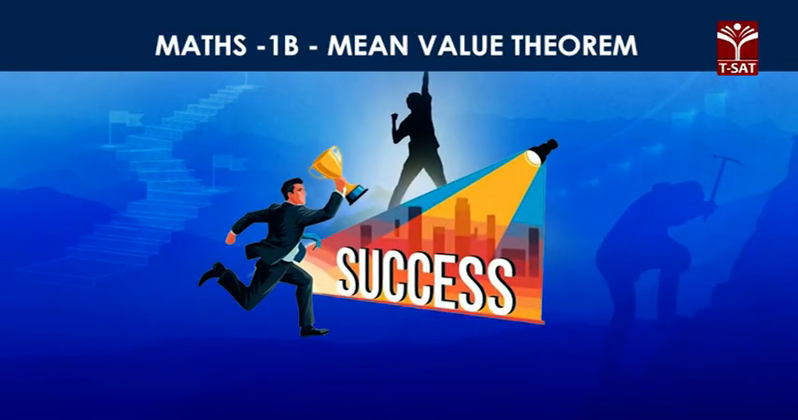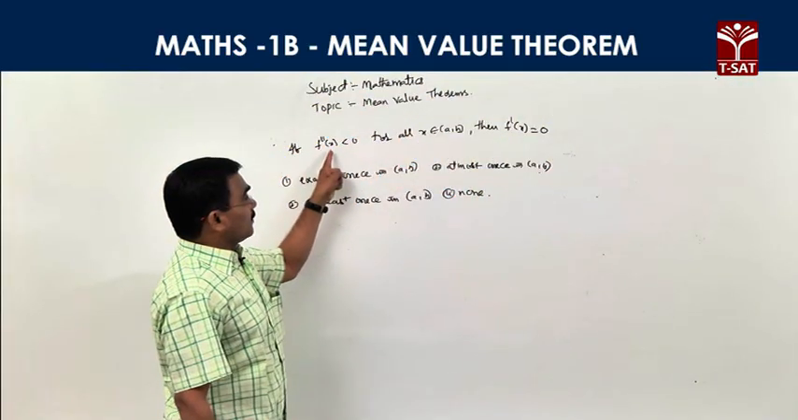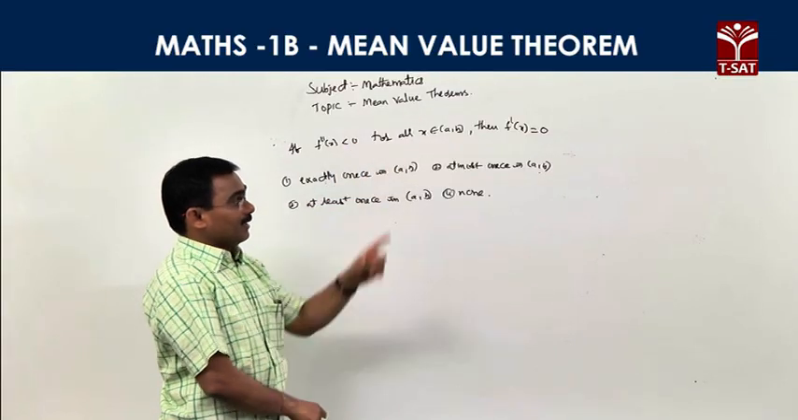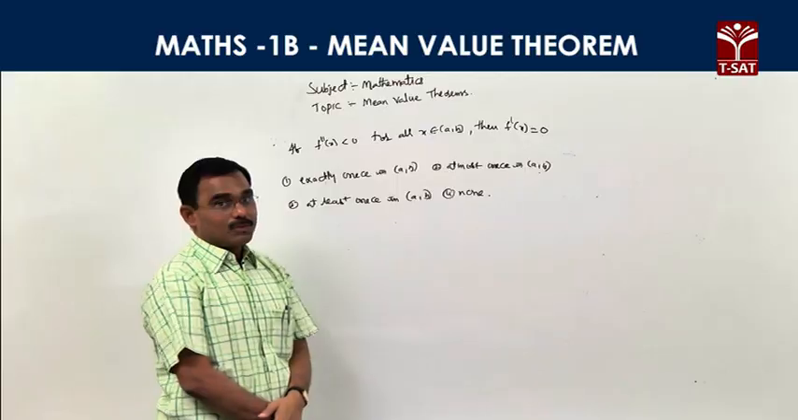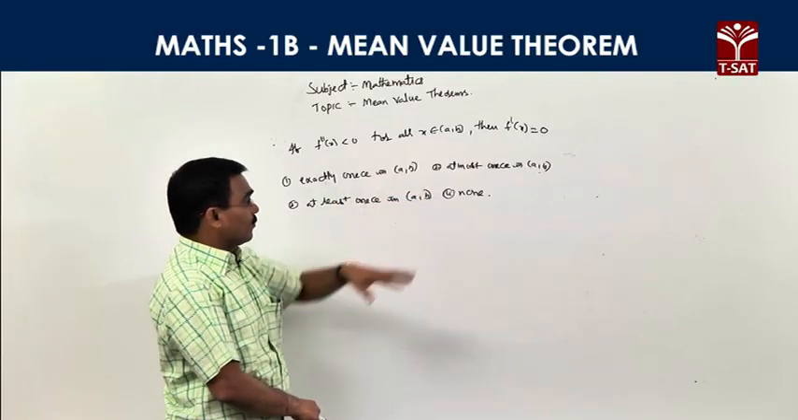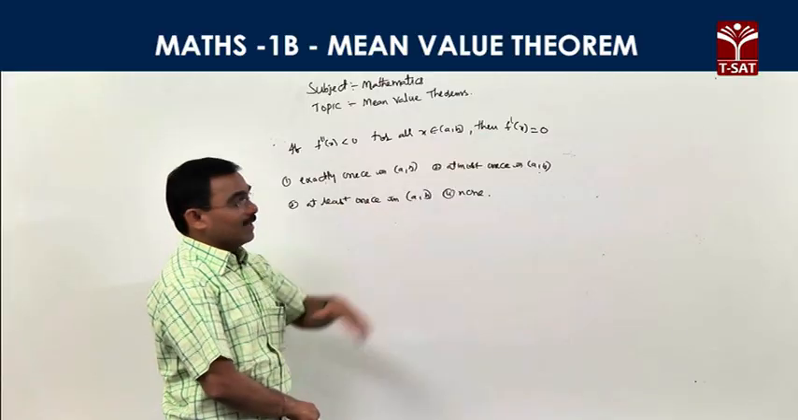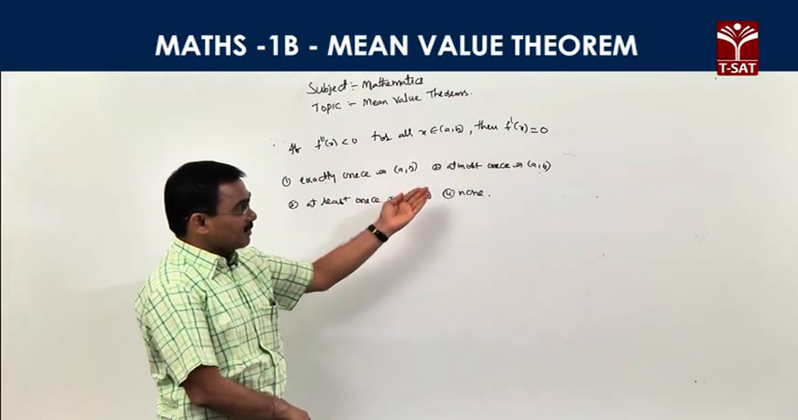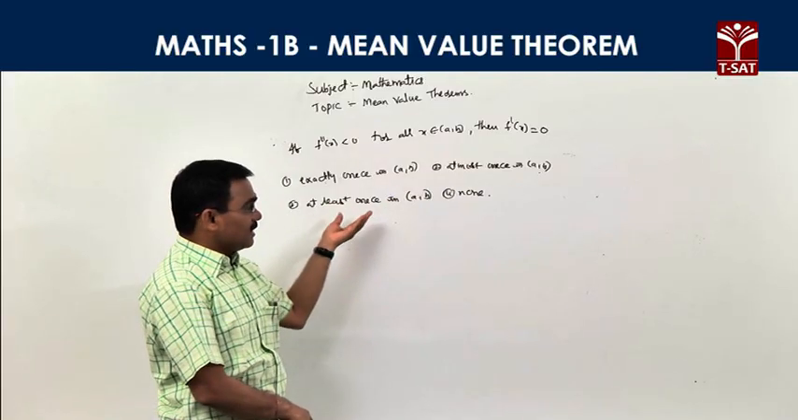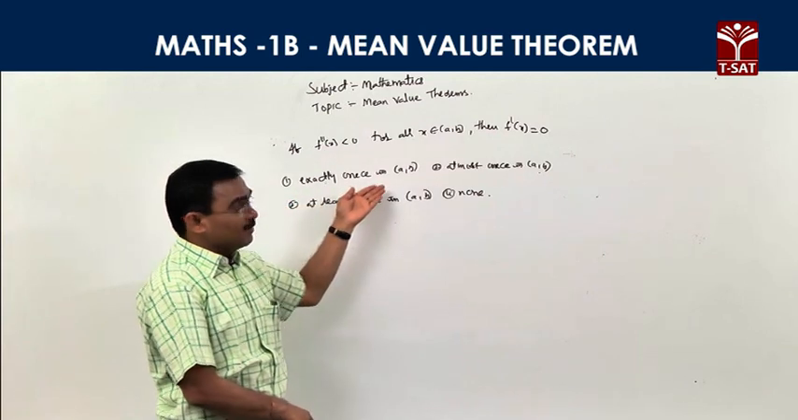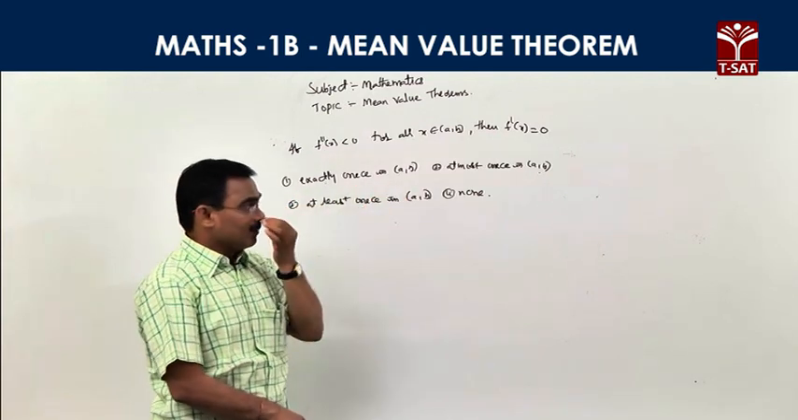Next problem: if f double dash is less than 0 for all x belonging to the open interval (a, b), then f dash x equal to 0 has exactly once, at most once, at least once, or none. This is what is being asked. At most means the maximum is 1, at least means 1 or more, exactly means exactly 1, and none can also be taken, right.